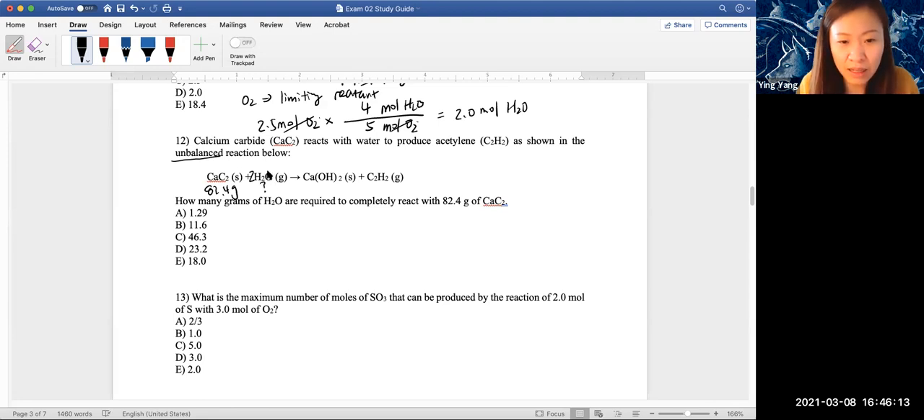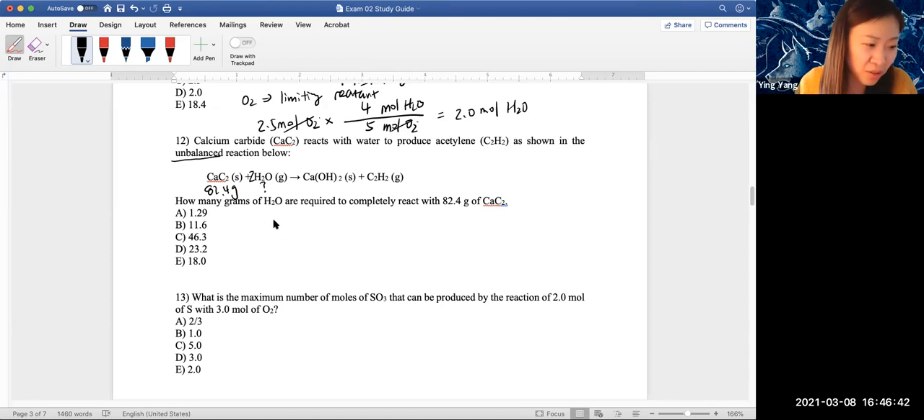And then let's double check oxygen. 2 oxygen here, 2 oxygen, and no more oxygens anywhere else. And then I think this equation is balanced, but always double check. 1 calcium, 1 calcium, 2 carbon, 2 carbons, 4 hydrogen, 2 plus 2, that's 4, 2 oxygen, 2 oxygen. Okay, now it is balanced.